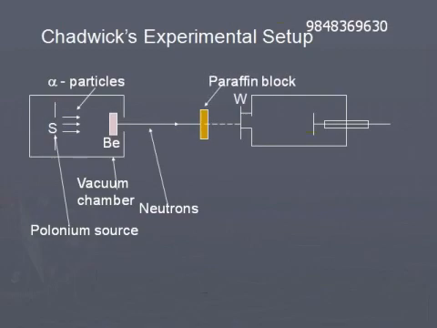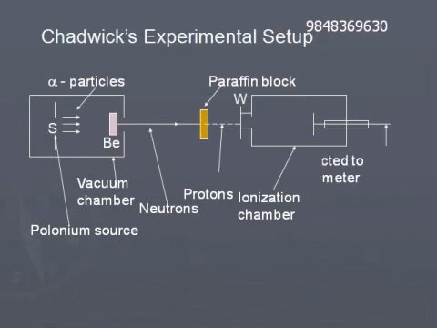They will pass through a small window and fall on a paraffin block. In the path of the neutrons, a block of paraffin is placed. The neutrons in turn produce protons from the paraffin block. These protons are collected by the ionization chamber, which is connected to an electrometer which measures the ionization current.